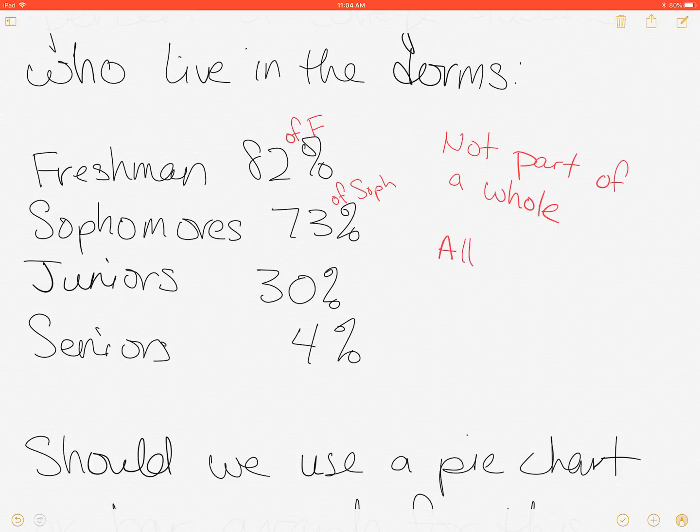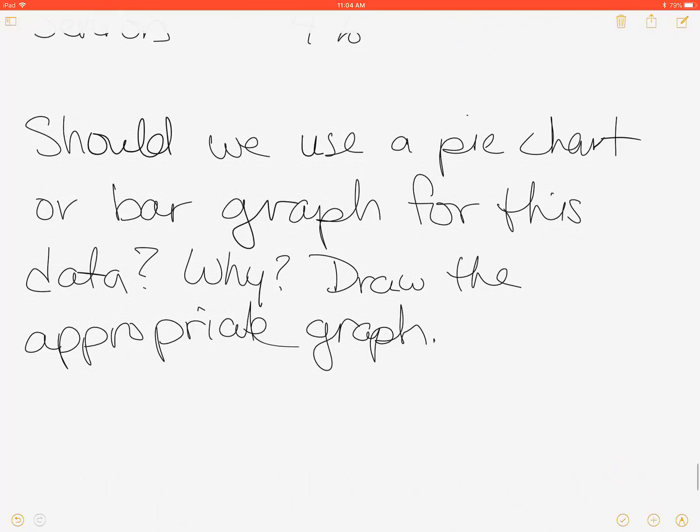These are all from different wholes. We are saying 82% of freshmen live in the dorms. 73% of sophomores live in the dorms. So if we had to do pie charts, the best we could do is make a pie chart for freshmen, a pie chart for sophomores, a pie chart for juniors, and a pie chart for seniors. But that wouldn't be particularly helpful. So really, this is going to be better with a bar graph.